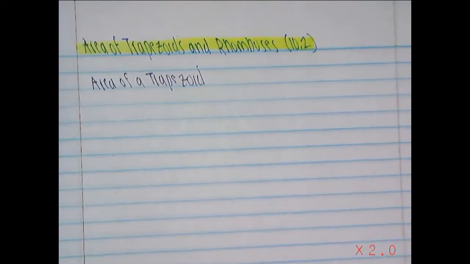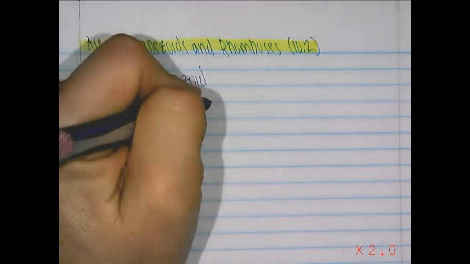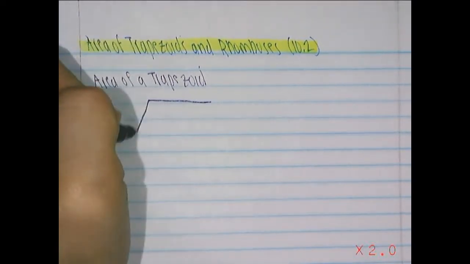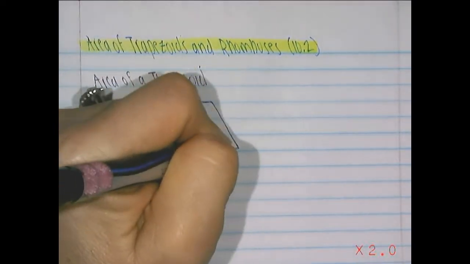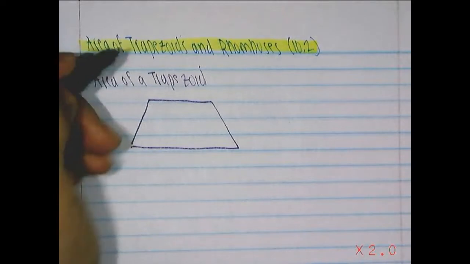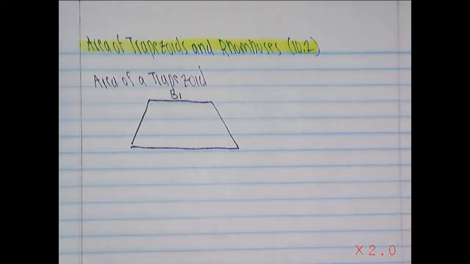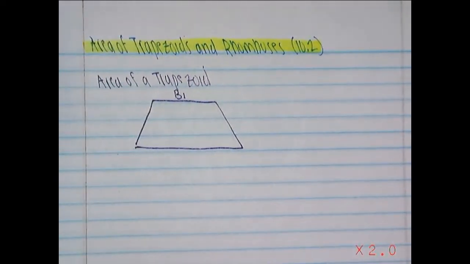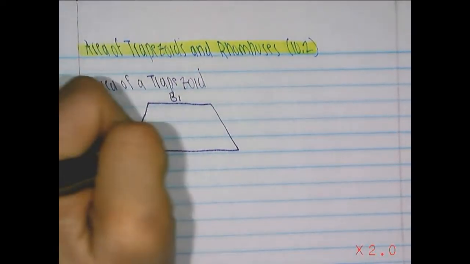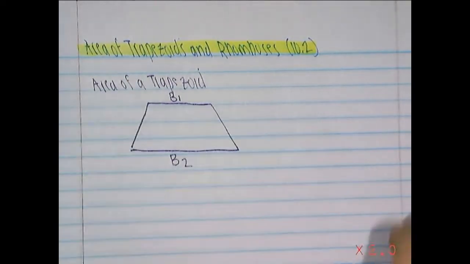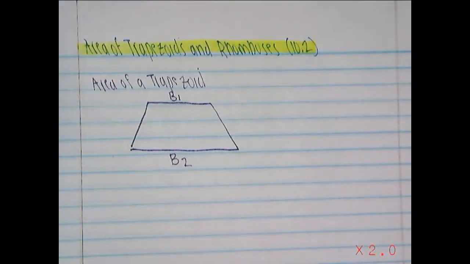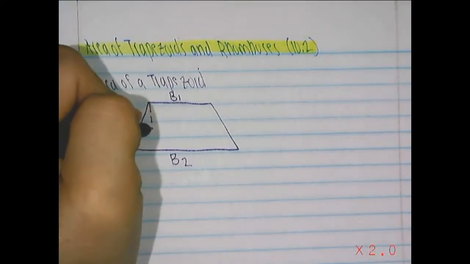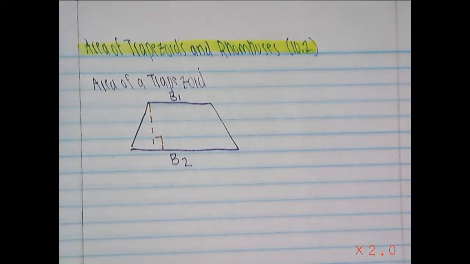All right, so area of a trapezoid, guys. A trapezoid looks something like this. Forgive my really obnoxious loud period to everyone. This would be base 1, even though it's on top, it's still base 1. And this would be base 2. Remember guys, whenever we're talking about height, you still need to make sure that it's perpendicular to your base.